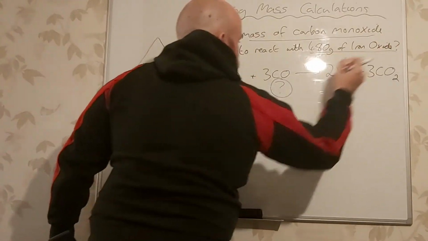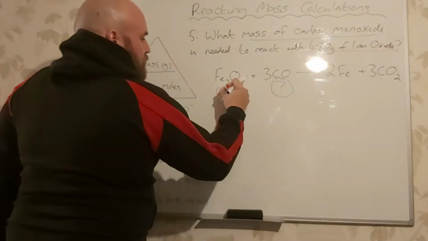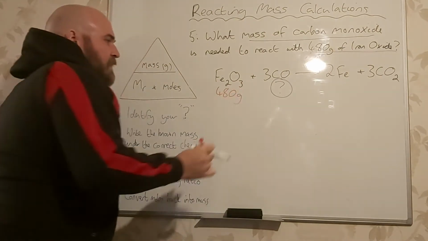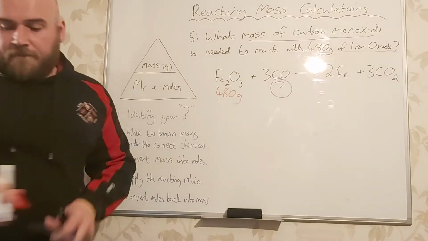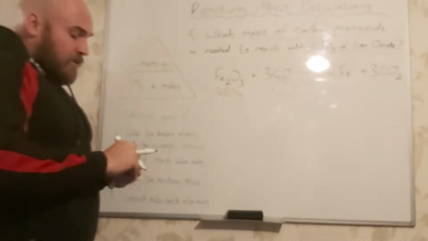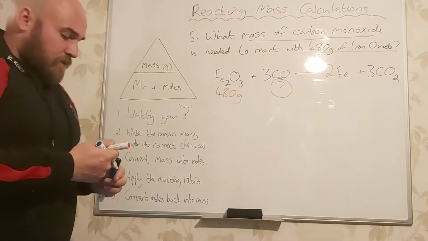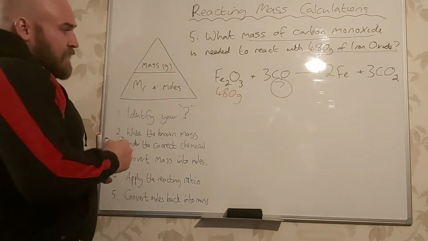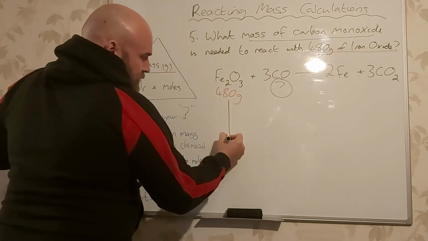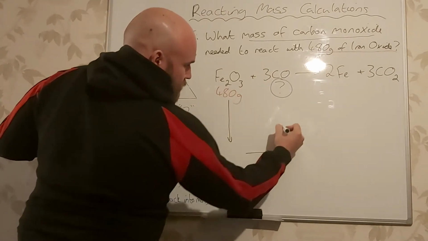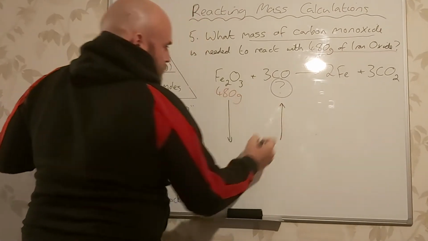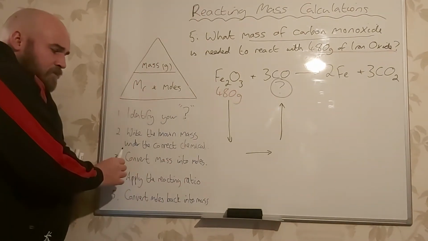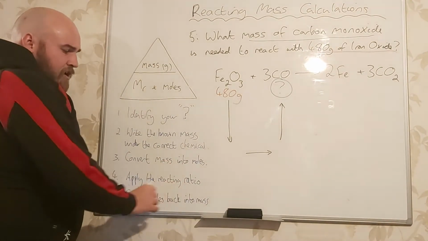So 480 grams of iron oxide. So it's the thing with iron and oxygen in it. And you've completed the first step. And then I'm just going to set up my grid lines again, like I've done with all the other questions so far. So I'm starting here. I'm going to go there, there, and up there. And the third step, like you say, you go mass into moles, check the ratio, moles into mass.